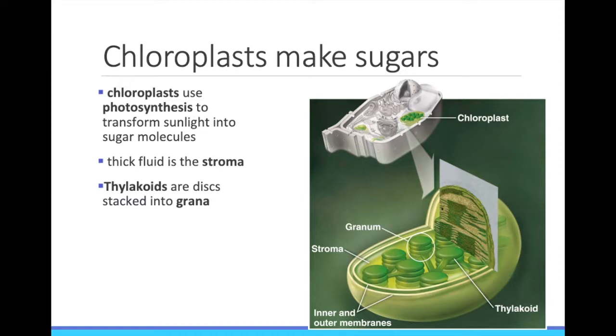The thylakoid is surrounded by a thick liquid called the stroma. In the stroma, there is also another set of different DNA present.